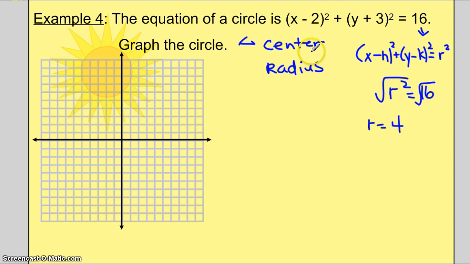Then, in order to find my center, I got to take a look at these numbers that are inside there. And as Mrs. O'Brien said at the start of this lesson, make sure you always take the opposite sign of what's in here. So my center, instead of it being negative 2, my center should be at positive 2, negative 3. So again, it's the opposite of these signs. So I go ahead and graph it. 2, negative 3. And my radius, I go 4 in all directions. And of course, I get to draw the circle.